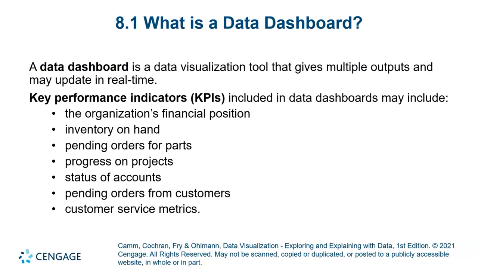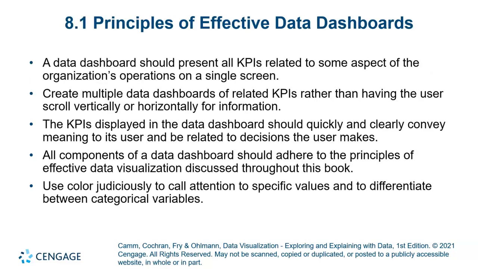So literally, what is the meaning of a data dashboard? It is basically a data visualization tool that gives multiple outputs and many updates in real time. Instead of one output, it gives you multiple outputs on one single page. Dashboards are usually used to represent key performance indicators. So what are KPIs? They include the financial position of the organization, inventory on hand, pending orders for parts, progress on projects, status of accounts, pending orders from customers, or customer service metrics.